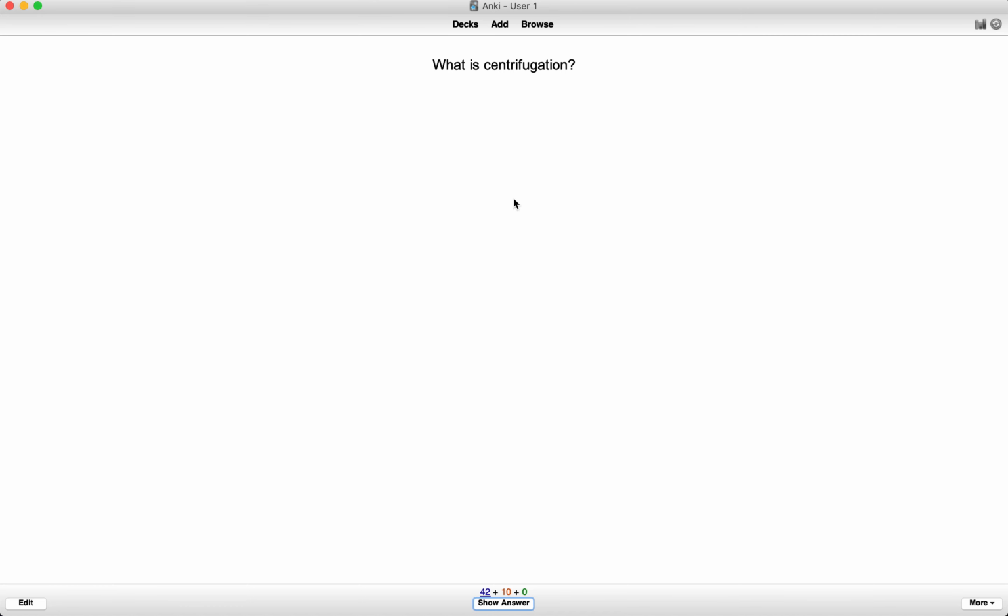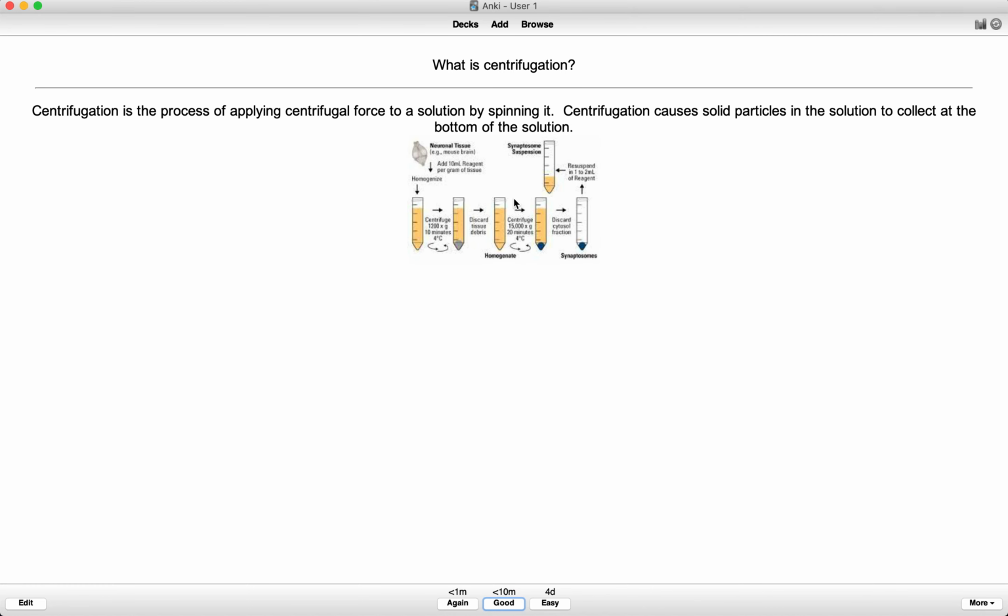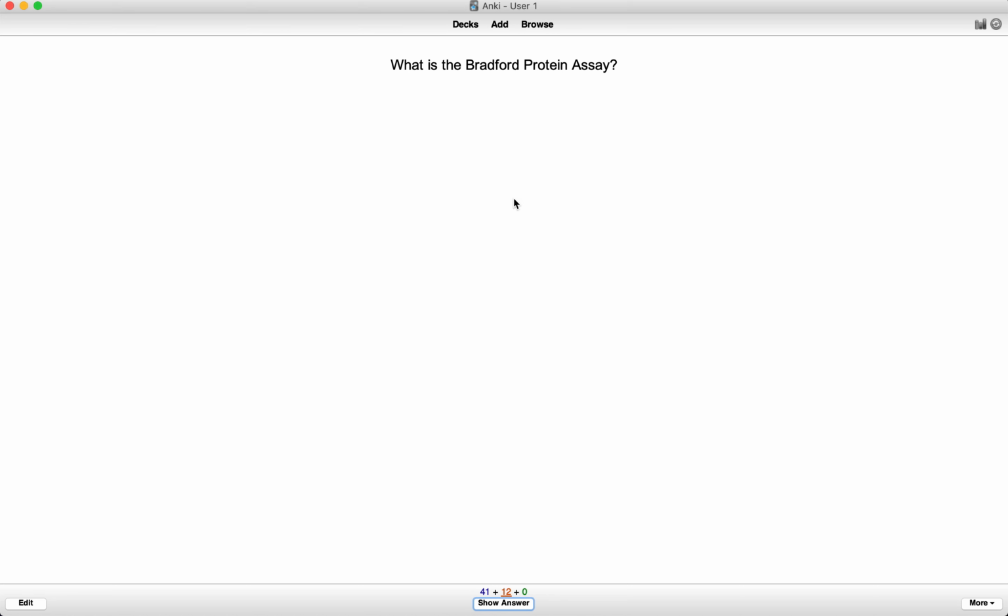So centrifugation is spinning things down, I guess. Centrifugation is a process of applying centrifugal force to a solution by spinning it, causing solid particles to collect at the bottom of the solution. The Bradford protein assay uses a blue dye to stain proteins, so the higher the concentration of protein, the more it holds onto the blue dye, which increases the absorbance at the blue wavelength. That's kind of what I'm getting out of it.